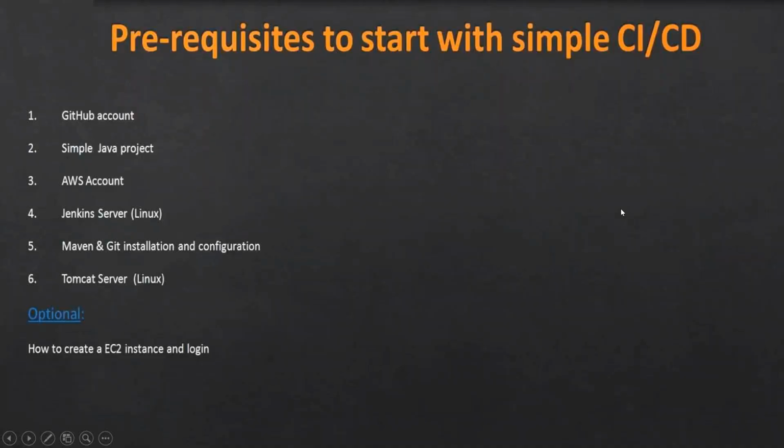Now for this CI/CD flow we require some prerequisites: a GitHub account, simple JavaScript, an AWS account, a Jenkins server, Maven and Git installation and configuration, and a Tomcat server. These are the prerequisites to perform this CI/CD flow.